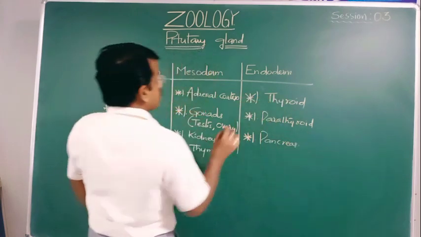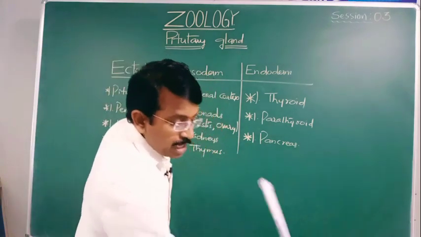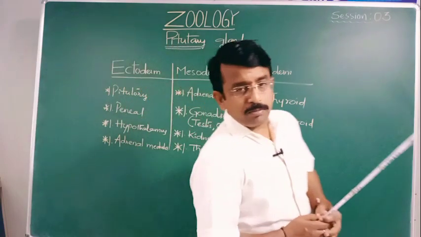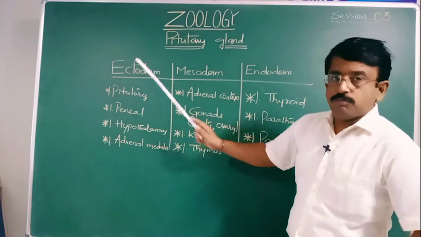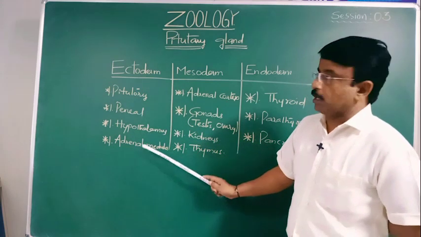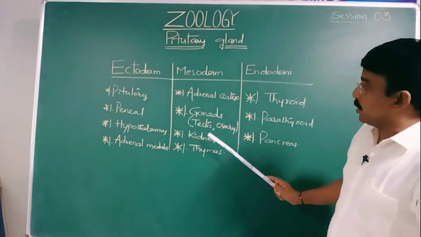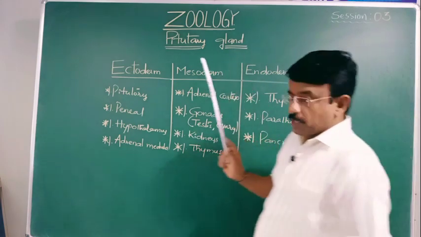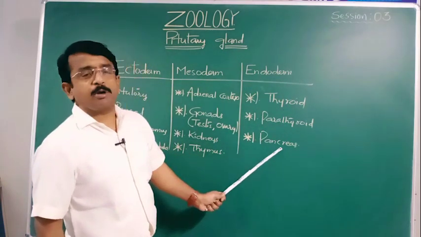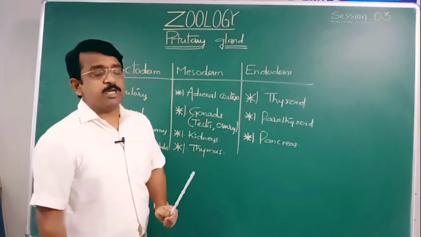So all the endocrine glands that are listed come under any of the three primary germinal layers. From ectoderm: pituitary, pineal, hypothalamus, adrenal medulla. From mesoderm: adrenal cortex, gonads, that includes both the testis and ovary, kidneys and the thymus. Whereas from the endoderm, we see the thyroid, parathyroid, and pancreas. This is the list of the origin of the various endocrine glands.